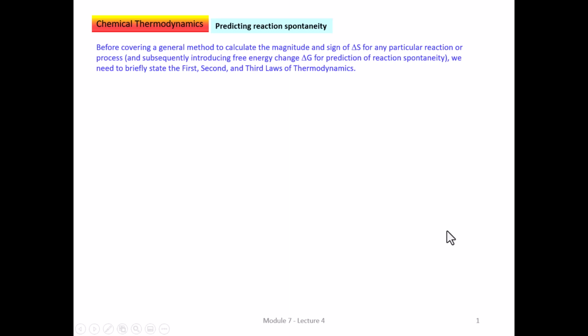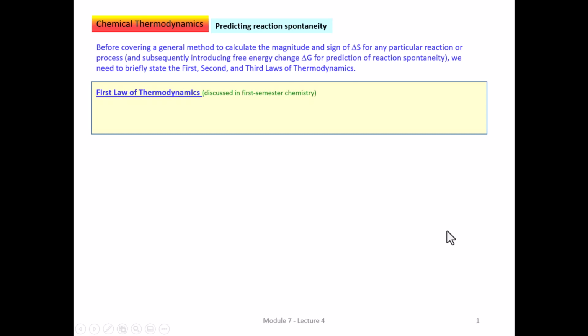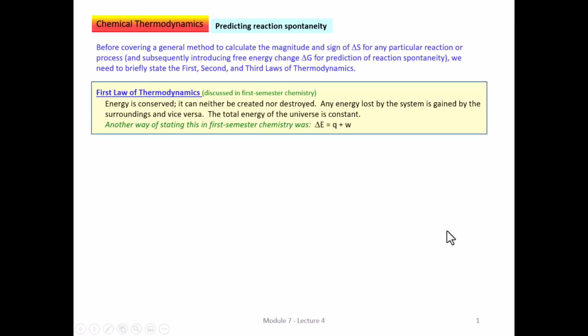Before we do any of that, we need to briefly state what we call the first, second, and third laws of thermodynamics. The first law of thermodynamics, which is discussed in first semester chemistry, and for us it was discussed in the first couple lectures of this module. Energy is conserved. It can neither be created nor destroyed. Any energy lost by the system is gained by the surroundings, and vice versa. The total energy of the universe is constant.